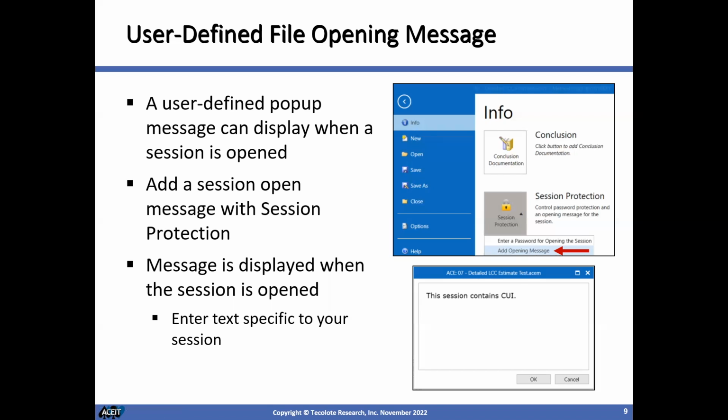This was originally added so that people could message if the session contains CUI. That was the main thing that we were thinking of. When somebody gets your file and opens it, that message will pop up immediately first, and it tells somebody what's going on in the file. So if you want to have somebody see a message before they actually start working in the file, one that they have to click OK to in order to go through it, this mechanism is a way of doing that.